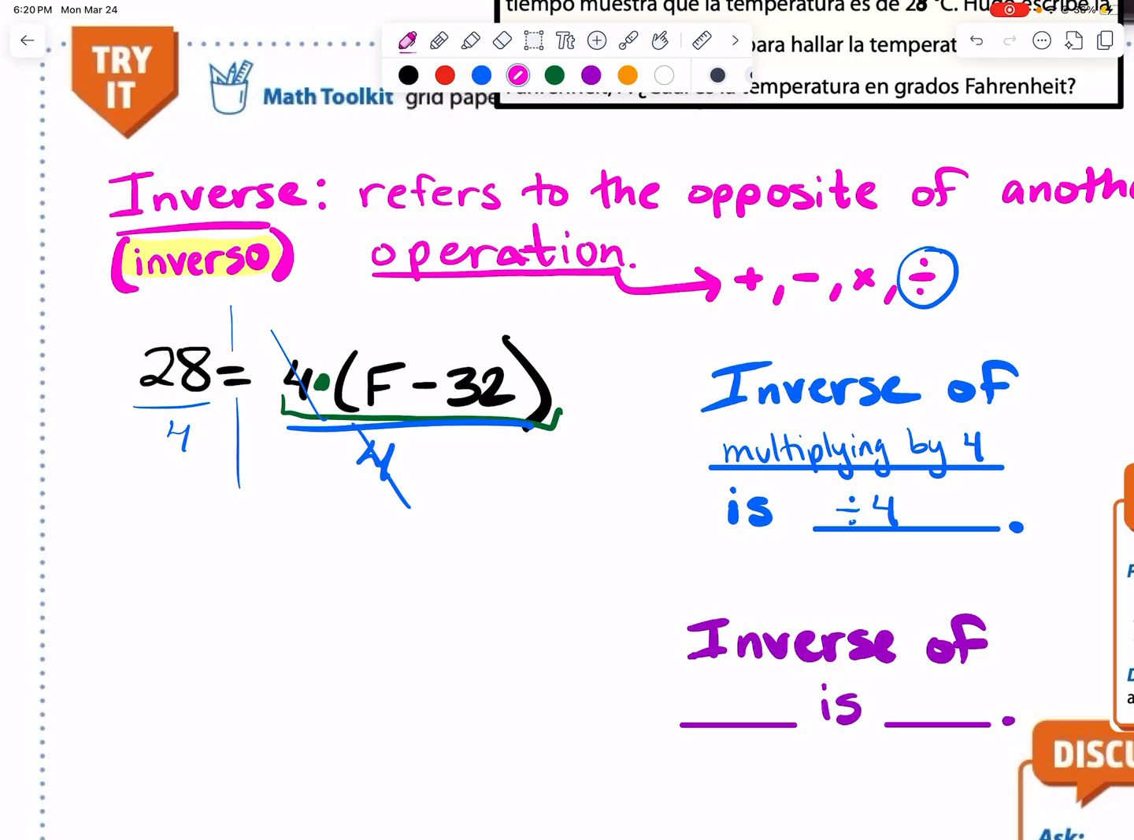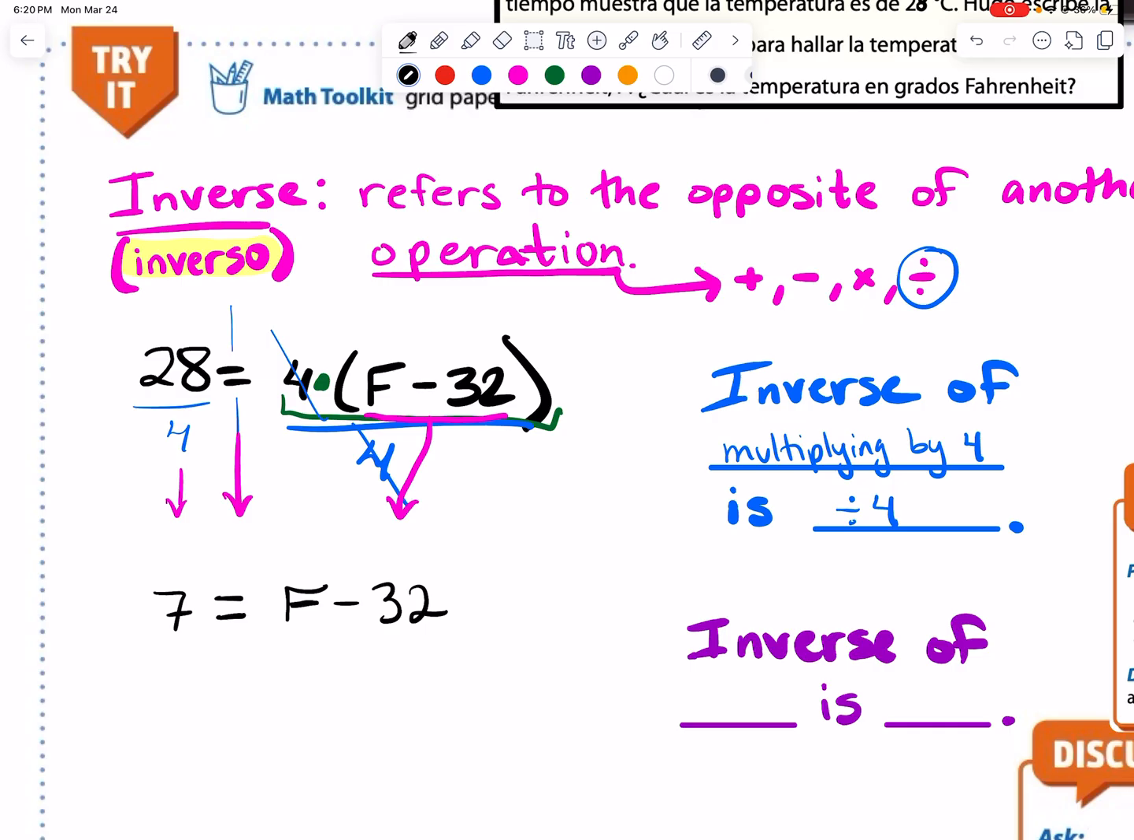And then something that I noticed that a lot of us were not doing. Once we solve these problems, we need to bring everything down. Like everything has to be brought down. So 28 divided by 4, that is 7, the equal sign. And then we have F minus 32. There you go, F minus 32.